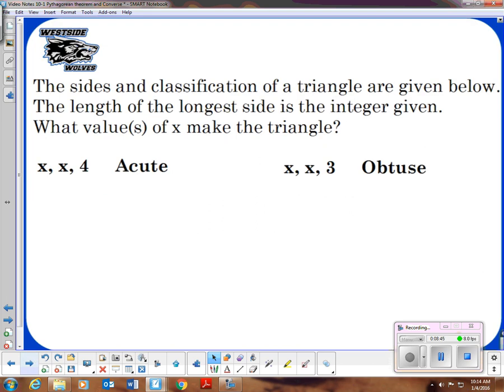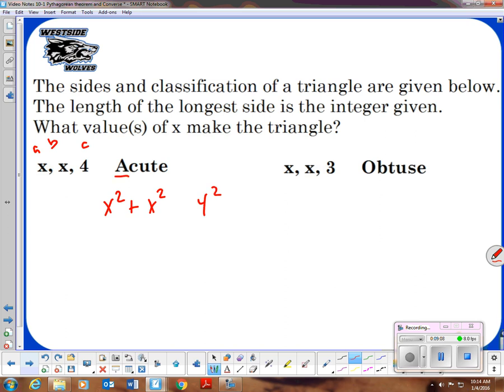All right, so it says the sides and classification of a triangle are given below. The length of the longest side is an integer. That means it's a whole number given. And the value of x says what values of x make the triangle. So we want this to be an acute triangle. We know this is the C part, so this is my A and this is my B. So x squared plus x squared, I got 4 squared.